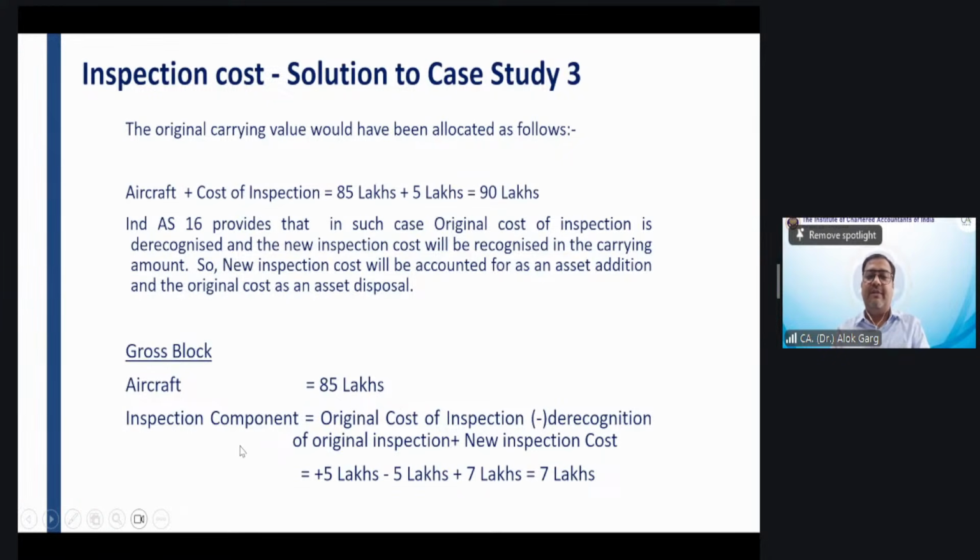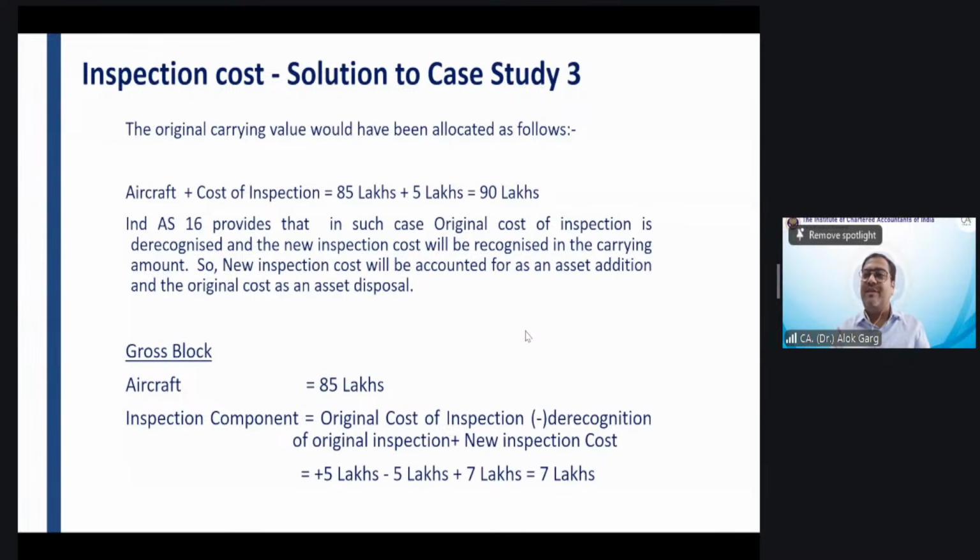Aircraft is equal to 85 lakh. Inspection component is equal to original cost of inspection minus derecognition of original inspection plus new inspection cost: plus 5 which was already capitalized, minus 5 derecognized, plus 7. So 7 lakh you need to add to the cost of the aircraft. I hope it is absolutely clear to all of you.